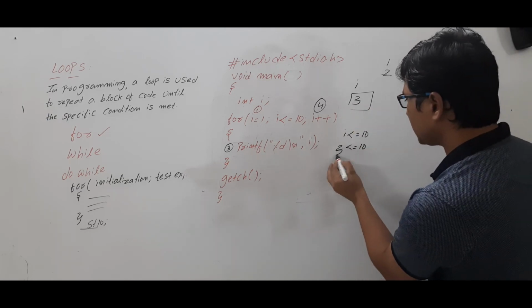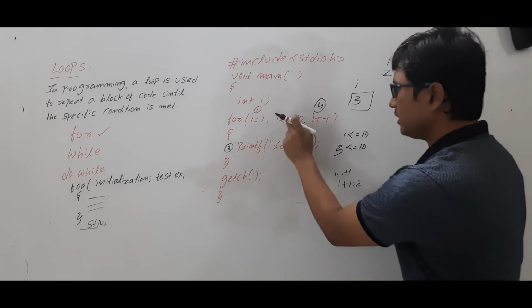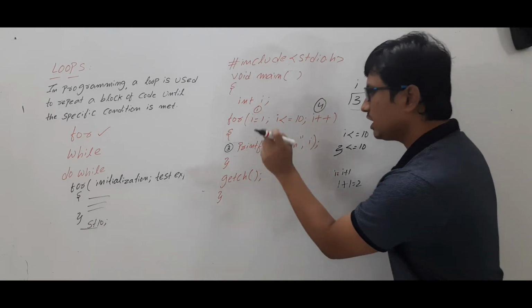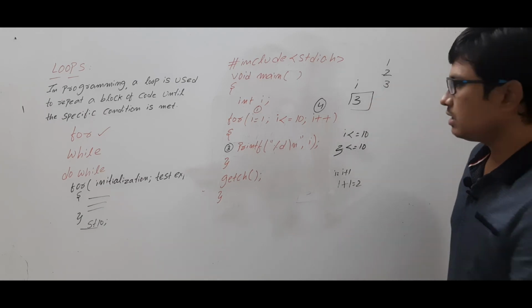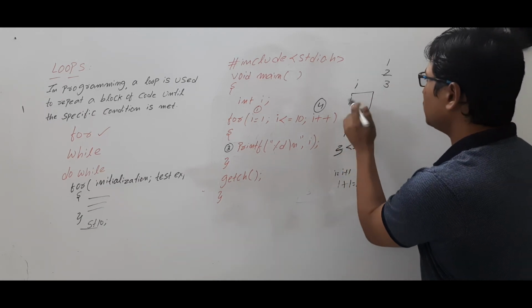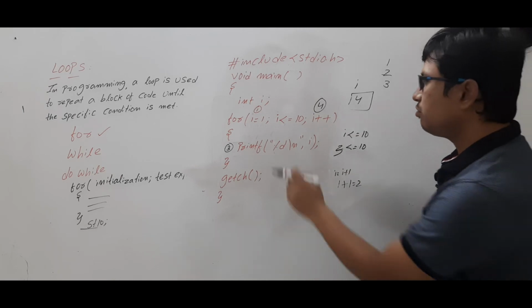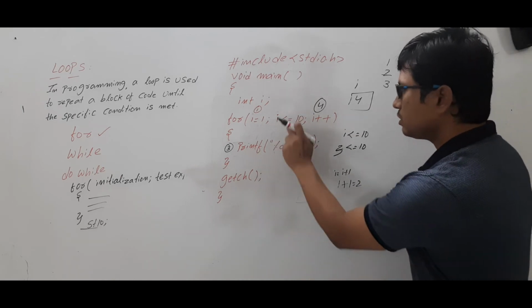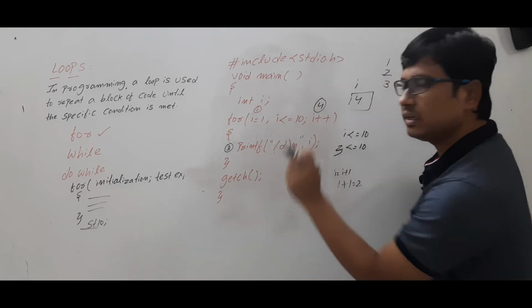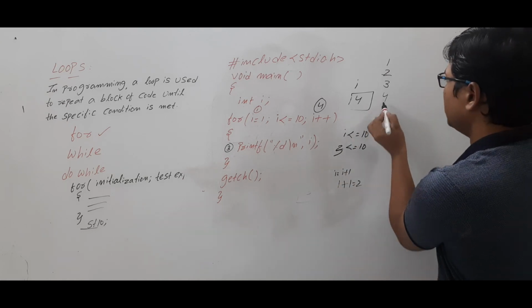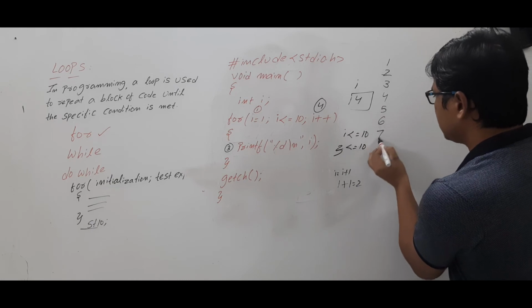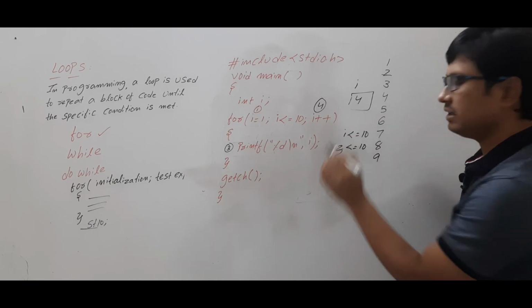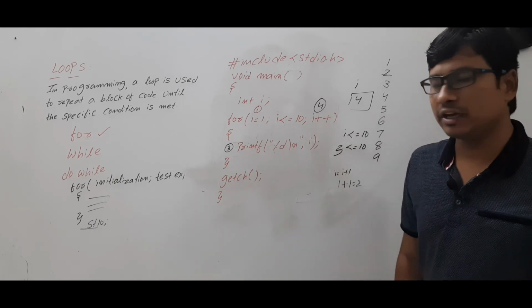Now again you will check 3 is less than or equal to 10. Again the condition is satisfied. Again you will execute the statements which are there in the for loop. So it will be 3. Now you will increment the I value. It will become 4. 4 is less than or equal to 10. So again the condition is satisfied. You will display the I value. Like that we will print 5, 6, 7, 8, 9. Okay, up to 9 values I have printed.